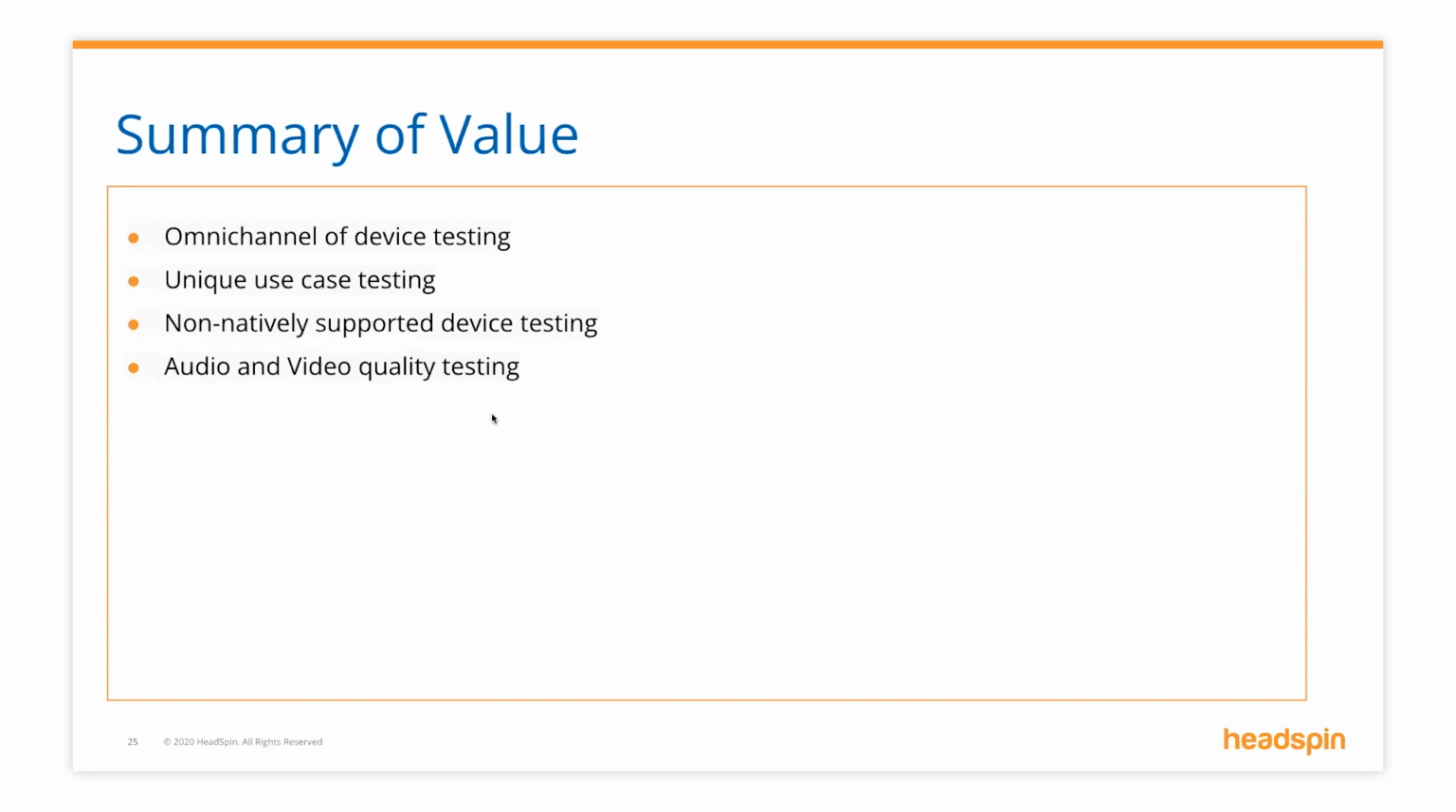testing. You can test those hard to test use cases like the QR code scan or the check deposit or the Zebra devices. And then, kind of similar to that, the non-natively supported devices. So things that you can't really easily talk to through a machine, like the Alexa or the Google Mini. And then lastly, you can actually get the audio video quality testing. So you can actually validate how good your stream is on these devices for your applications. So now we'll turn it over to Q&A.